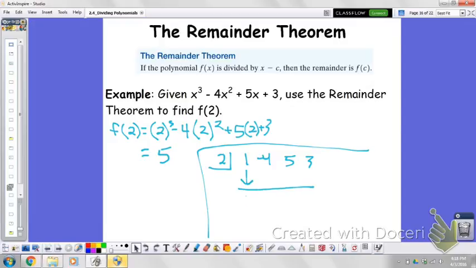Bring down my 1. 2 times 1 is 2. And then I'll have a negative 2. Negative 2 times 2 is negative 4. 5 plus negative 4 is 1. Then I have a 1 times a 2, which gives me a 2. 3 plus 2 is 5, so I will have a remainder of 5, which is what our remainder theorem predicted.